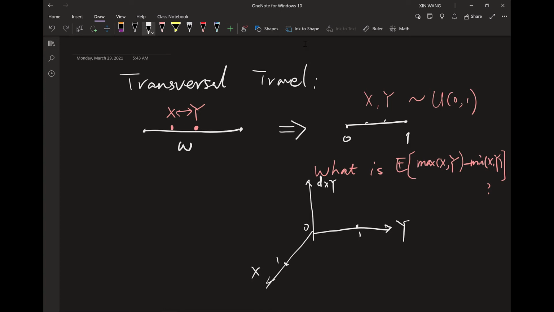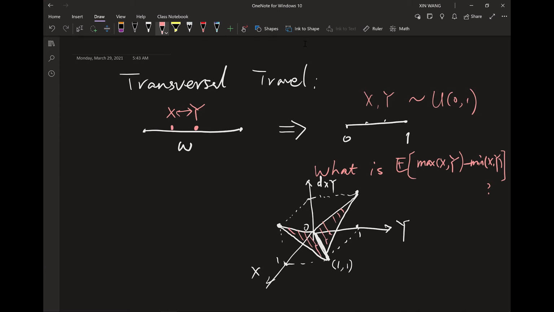So we know that when x equals y, the distance between x and y is 0, and when x is 1 but y is 0, the distance between x and y is 1. Similarly, when y is 1 but x is 0, the distance between x and y is also 1. So to this end, we can draw a surface. This surface gives us the distance between x and y, given all possible combinations of x and y.